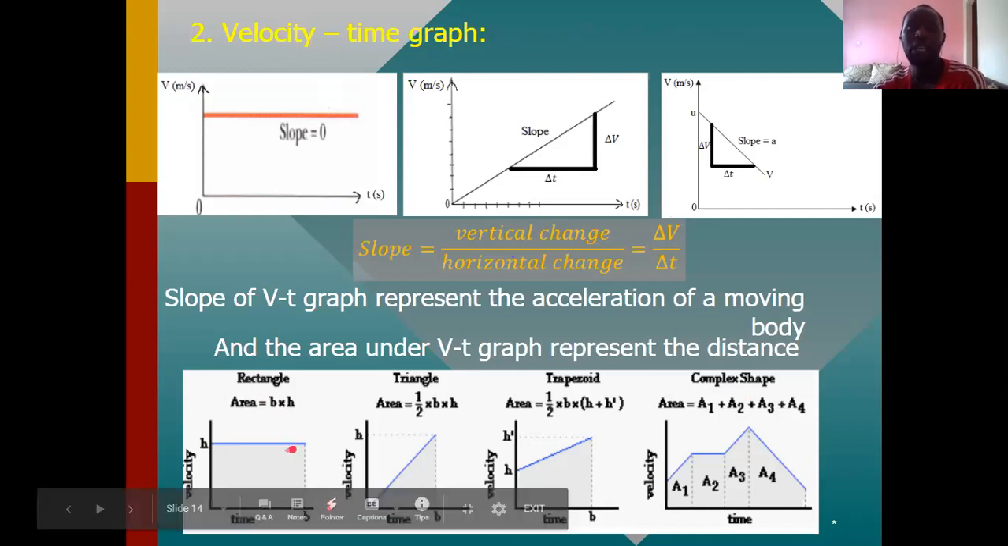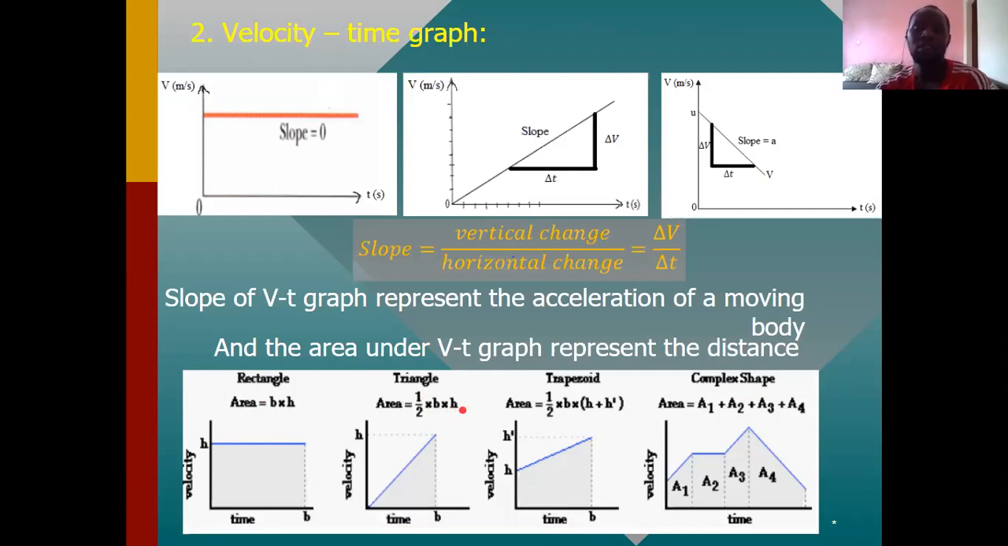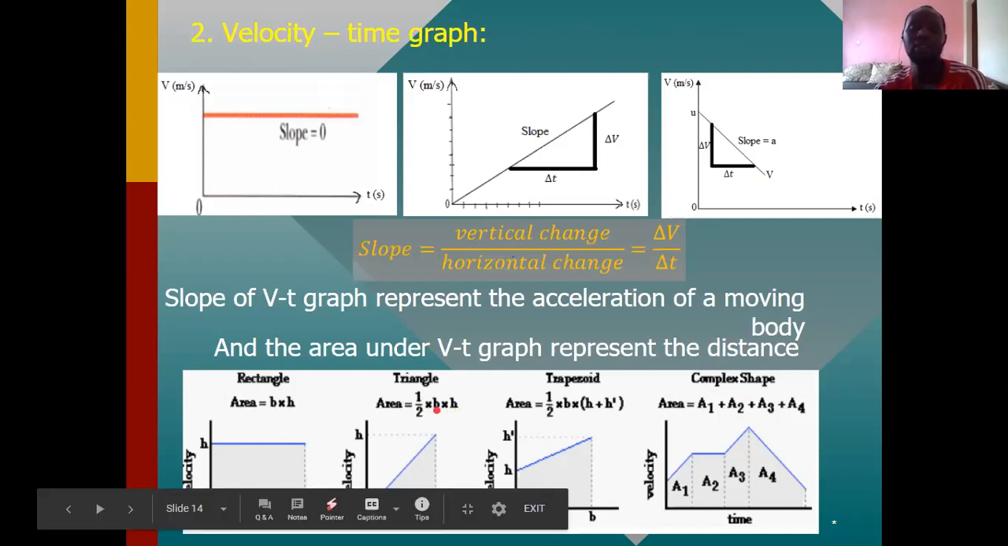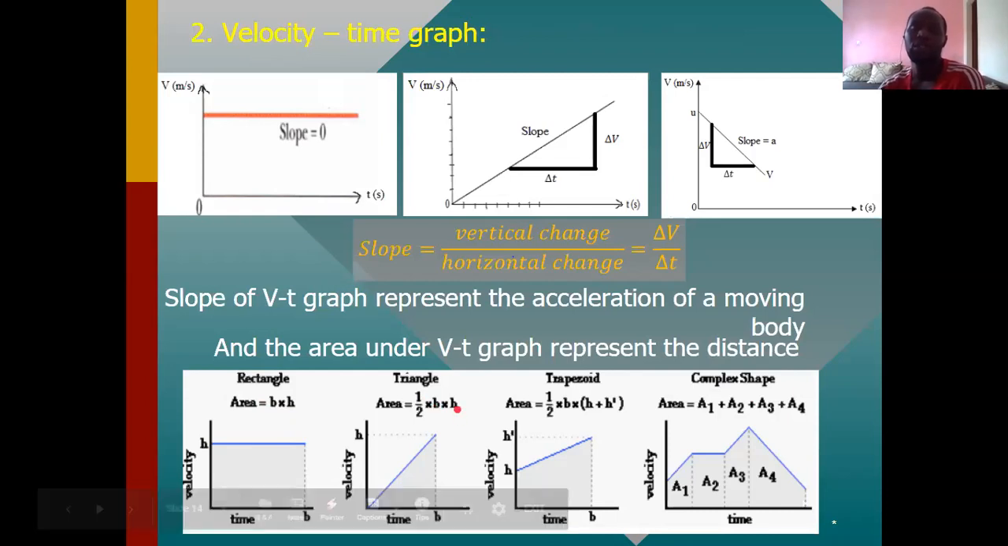For a triangle, area is 1/2 base multiplied by height. The base is the time, and the height is the velocity. You have also the distance.